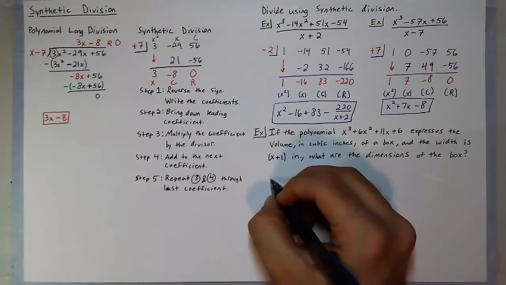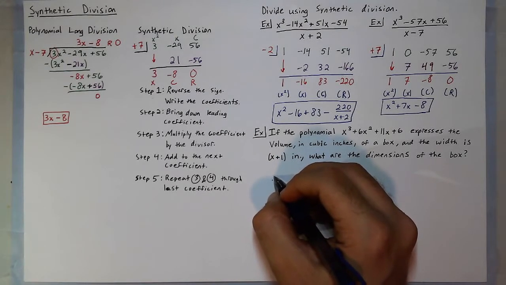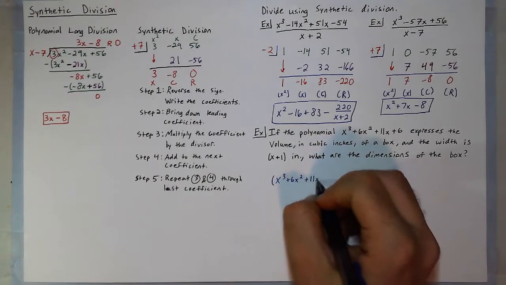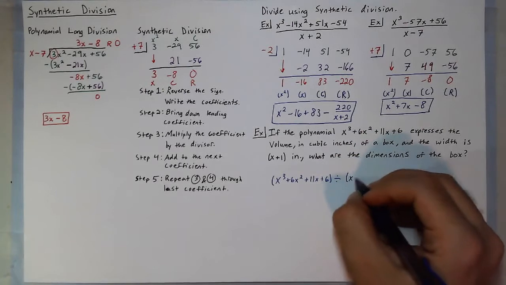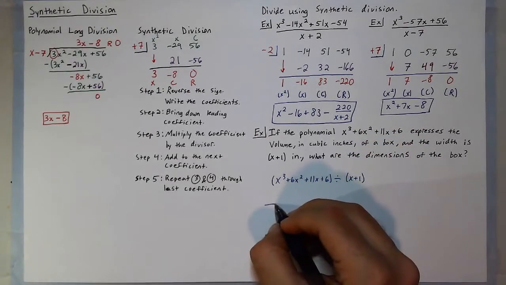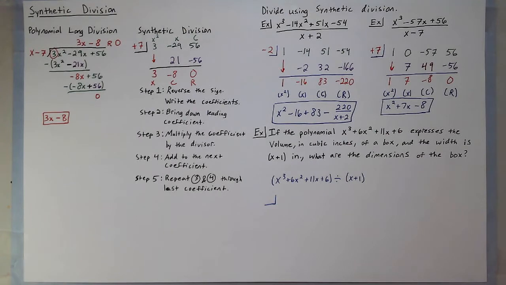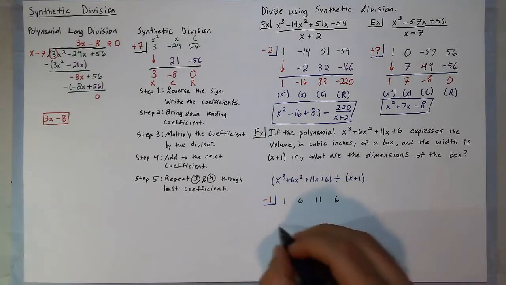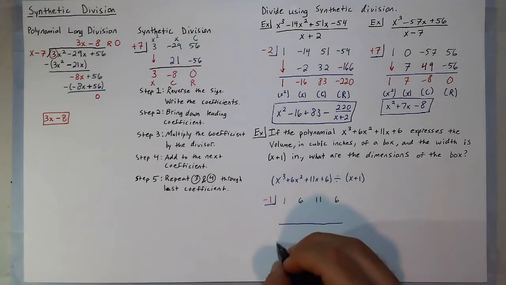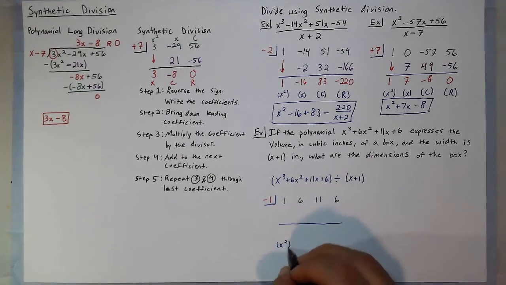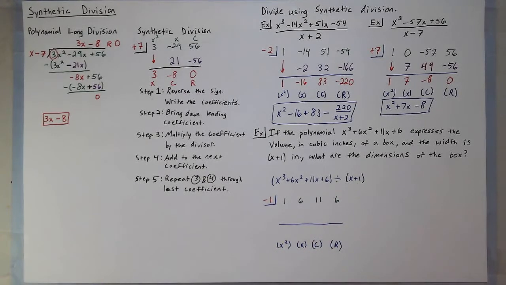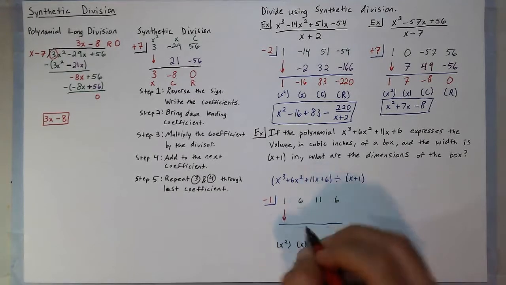So I'll set this up by writing it out: x cubed plus 6x squared plus 11x plus 6 divided by x plus 1. I'm going to use the reverse sign of plus 1, which is negative 1. Then I'll write my coefficients of 1, 6, 11, and 6. And for my final answer, it starts with x cubed. So as I go through my final answer here, it'll be x squared, then x, then the constant, then the remainder. So it starts off with lowering the leading coefficient.